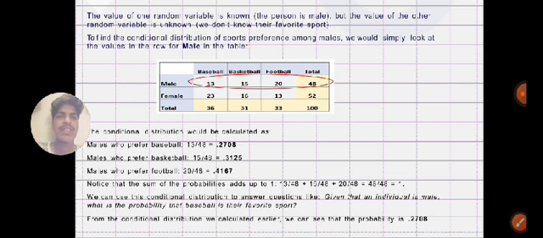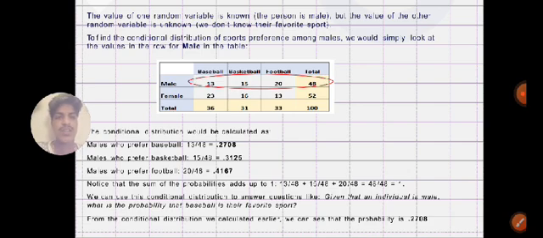To find the conditional probability distribution of sports preference among males, we would simply look at the values in the row for males in the table. Males: baseball 13, basketball 15, football 20, total 48. Females: baseball 23, basketball 16, football 13, total 52. Column totals: 36, 31, 33, and 100.